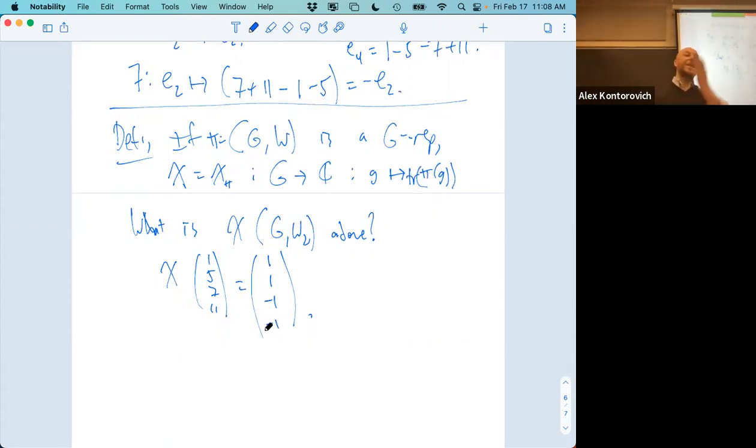Okay, so that's what the character is, but we're not really going to see it. Can I give you an example where we will see characters being genuinely different from the representations? Can we do an example? I think we can. Does this make sense? Have I lost all of you or just some of you?